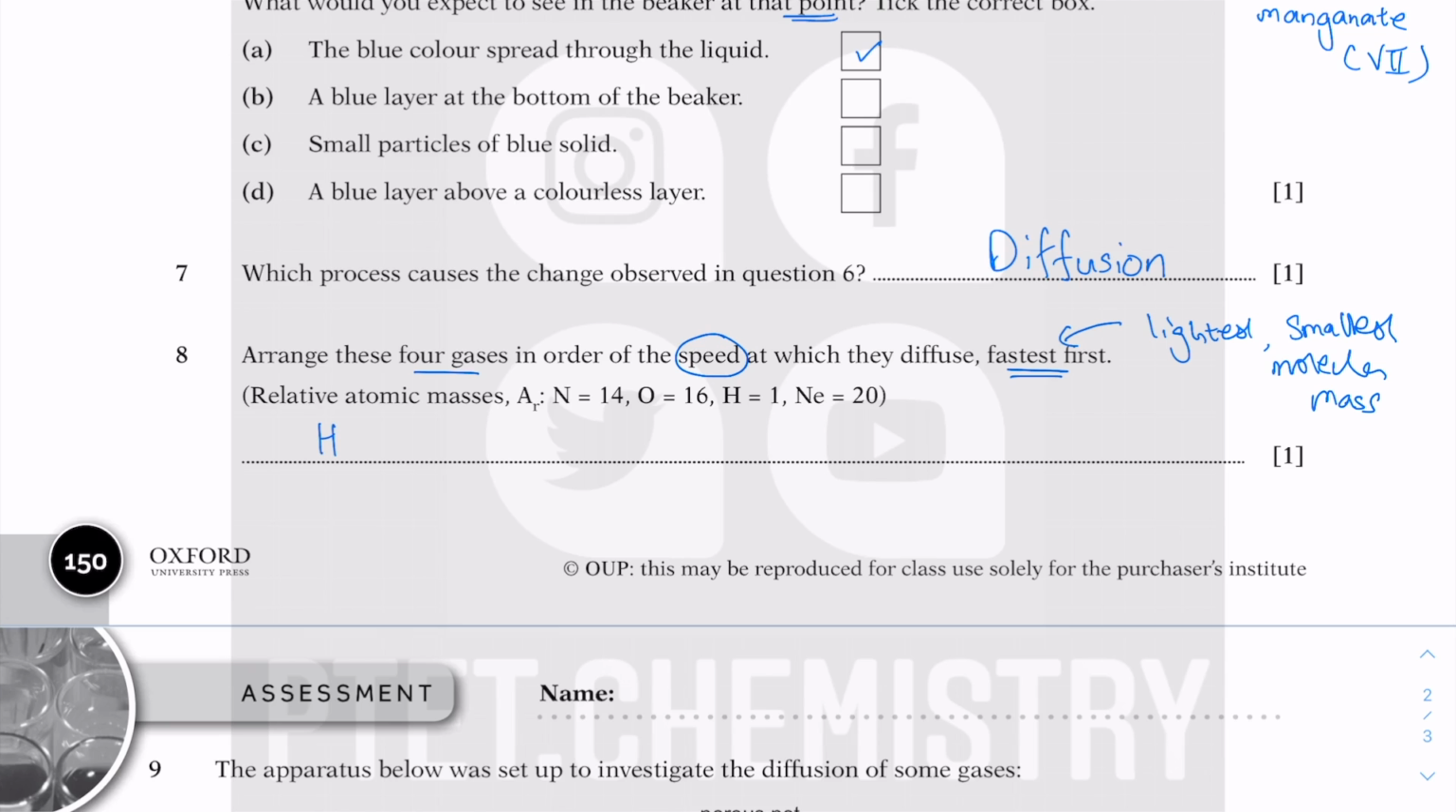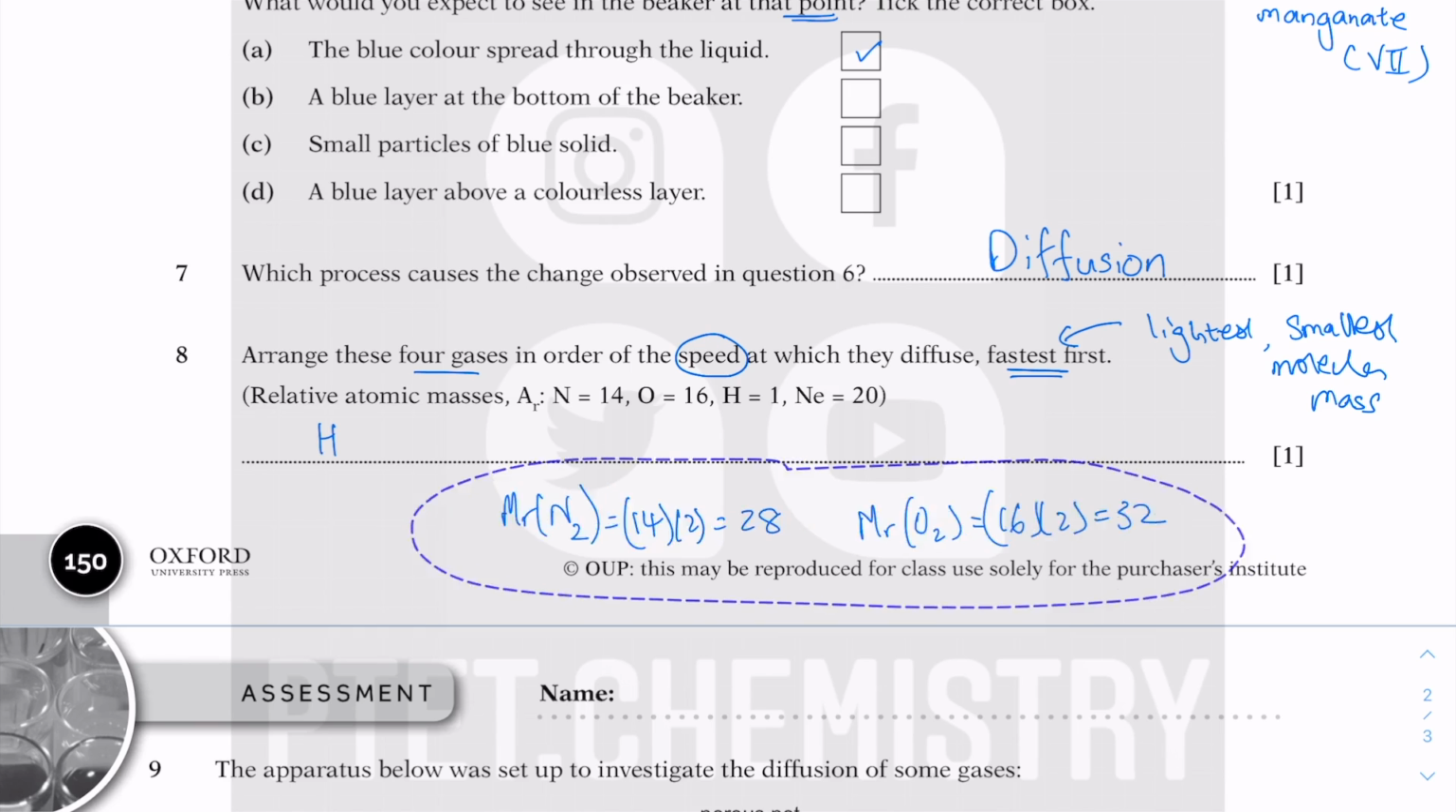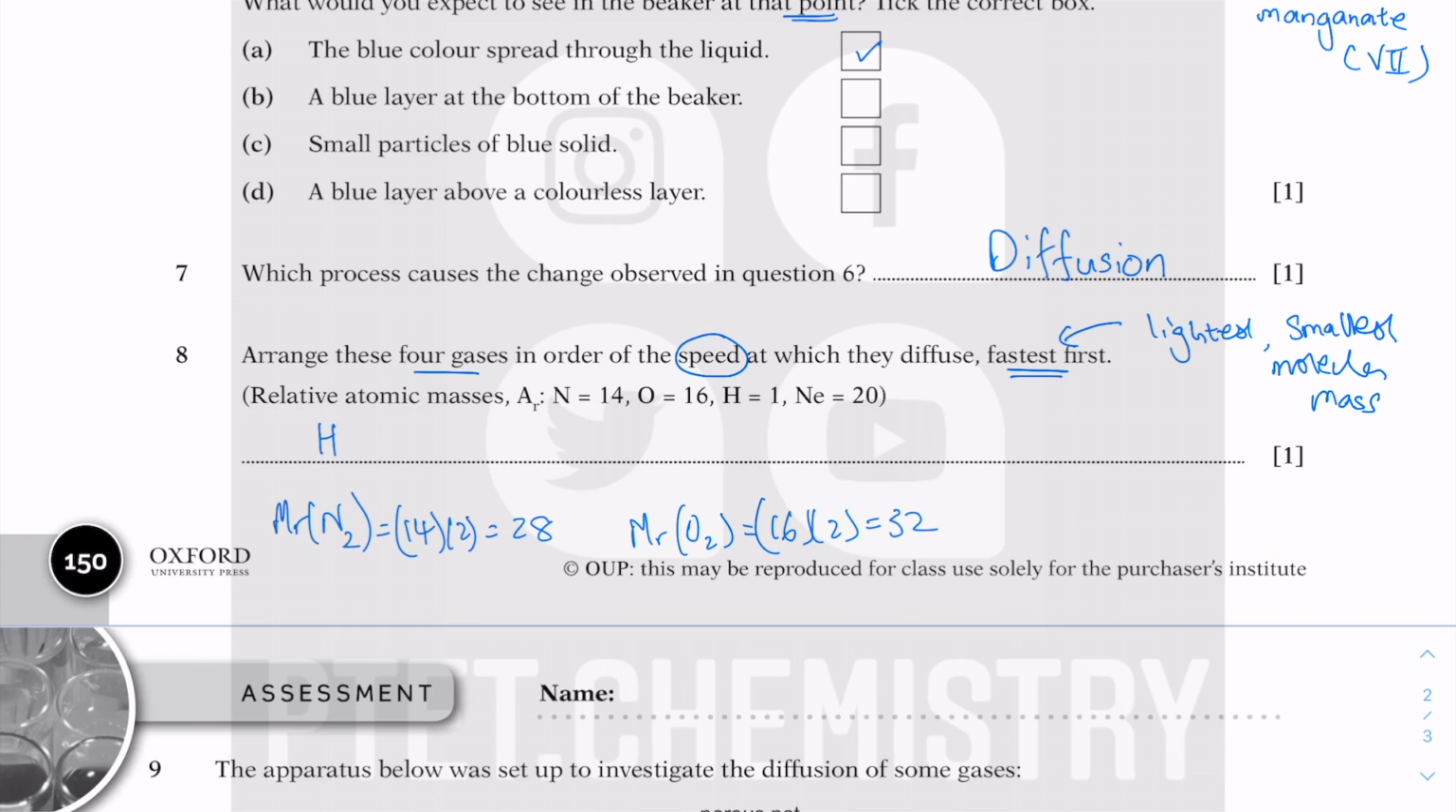Actually, these are atoms, but in reality what we have is N2, which will give us 14 times 2, which is 28, and the same thing goes for O2, which is 16 times 2, which is 32, and the same thing goes for hydrogen. So it gets tricky right now, right? Because how do you know the formula? Because you haven't really done formula yet, all right?